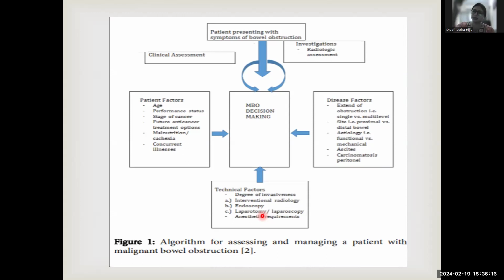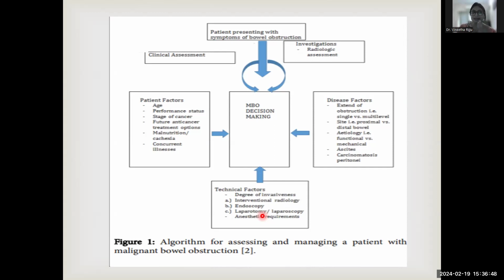What if it is at multiple levels? How much can he cut? So the thing is, the extent of the obstruction, the site, is it proximal or distal? Okay, is it higher or is it in the lower area? Now, the etiology, is it functional or is it mechanical? Is it because there is actually a mass sitting there, what we were saying mechanical, or is it because the intestine itself is not moving? It has lost the ability to move. So what are we going to actually resect there, isn't it?